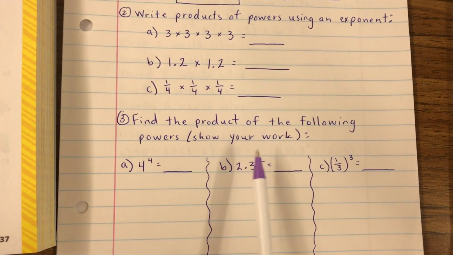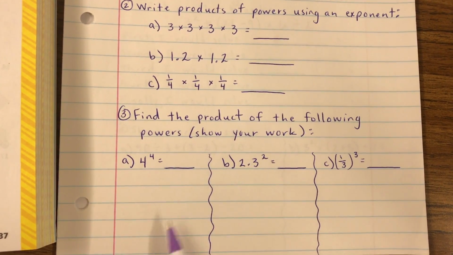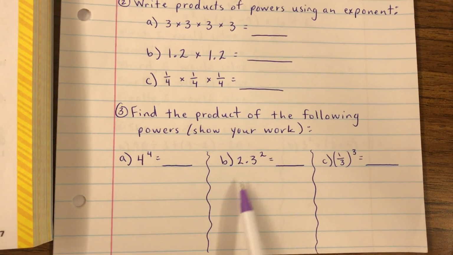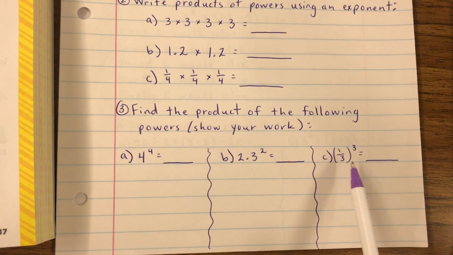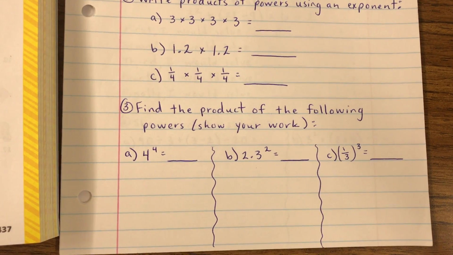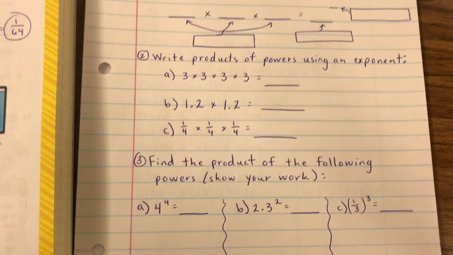And number 3, find the product of the following powers and show your work. So 4 to the power of 4, 2 3/10 to the power of 2, and 1/3 to the power of 3. Should be good to go.